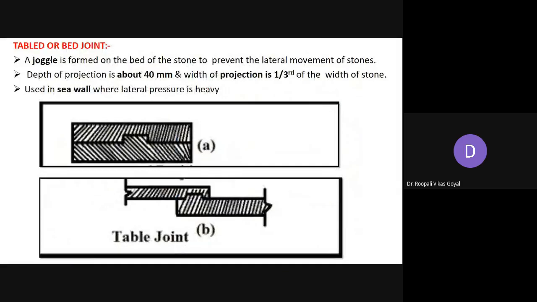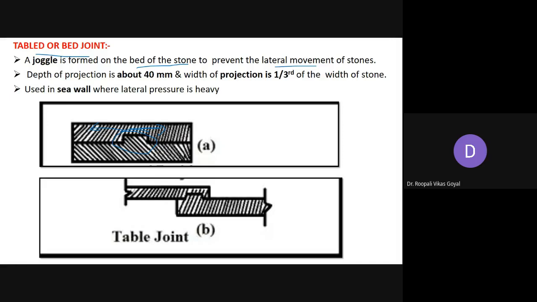Next is the tabled or bed joint. Here also a joggle is formed on the bed of the stone. You can see that at the bed of the stone the joggle is formed, and that will prevent the lateral movement of the stone. The lateral movement is prevented by the use of such a table joint.